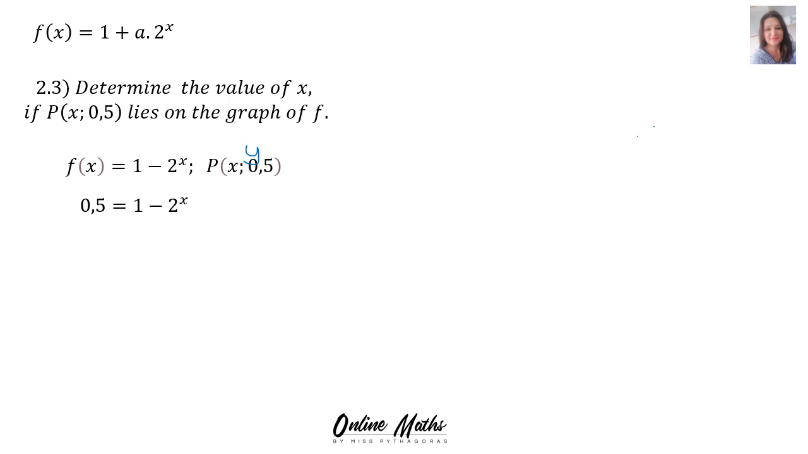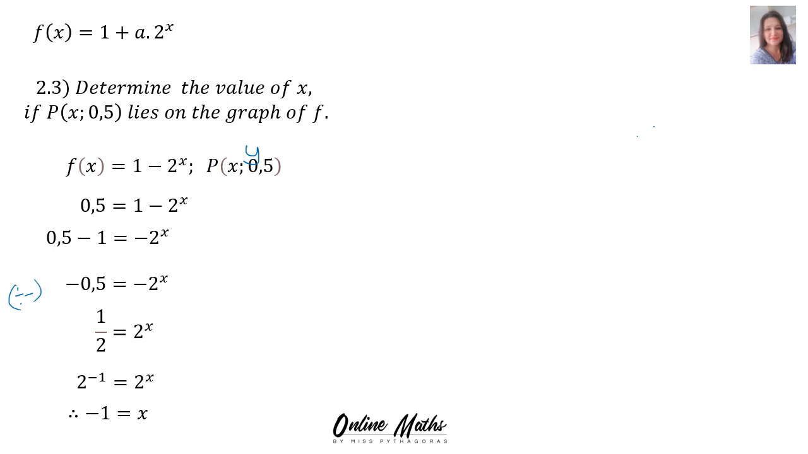Let the 1 walk across. We end with 0.5 minus 1, which is negative 0.5. And then negative 0.5 is the same as negative a half, and you can divide right through by a negative. Therefore, a half is equal to 2 to the x, and a half is the same as 2 to the negative 1, which is equal to 2 to the x. And then you can say bases are the same, therefore x is equal to negative 1.